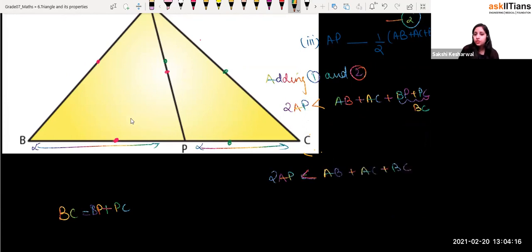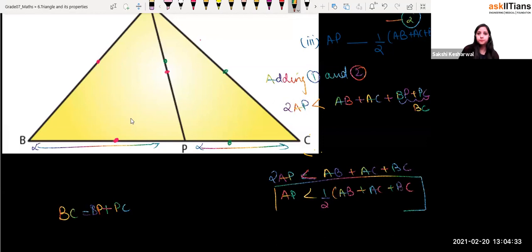Now this 2 is in multiplication, because this is an inequality, and an inequality sometimes acts as an equality only. So AP will be less than 1 by 2 of AB plus AC plus BC. This is the thing which you get, right? Okay, now just see over here. I think you're good to go with this.